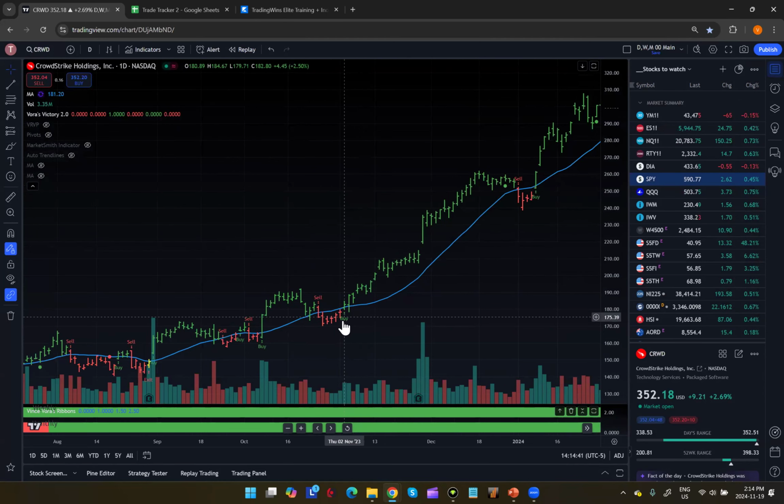Number one is we need a Victory signal, right? Whether it's a buy or a sell, we need that as a starting point. Now, there is one thing I missed. I apologize. This blue line right here is a 20 period simple moving average, okay? Not exponential, not weighted, simple moving average, 20 period based on the close.